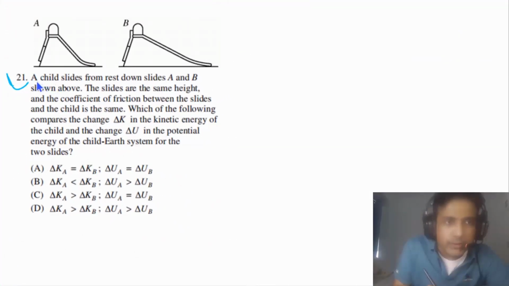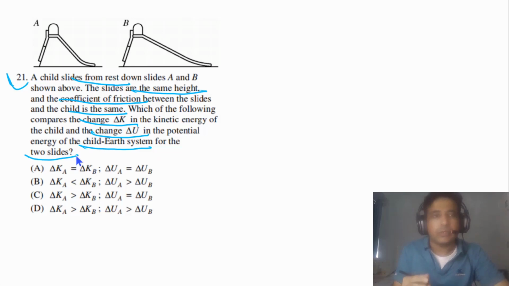Question 21 says a child slides from rest down slides A and B as shown above. The slides are the same height and the coefficient of friction between the slides and the child is the same. Which of the following compares the change ΔK in the kinetic energy of the child and the change ΔU in the potential energy of the child-Earth system for the two slides?